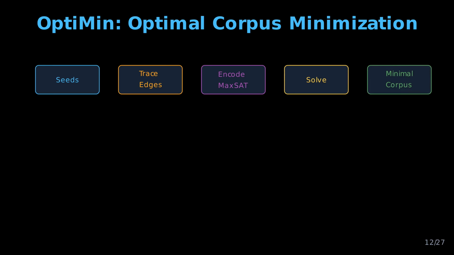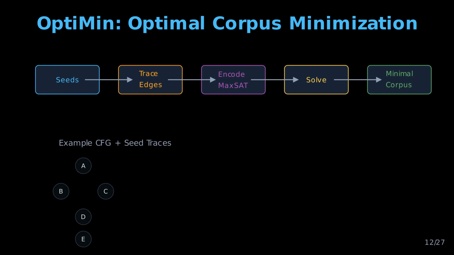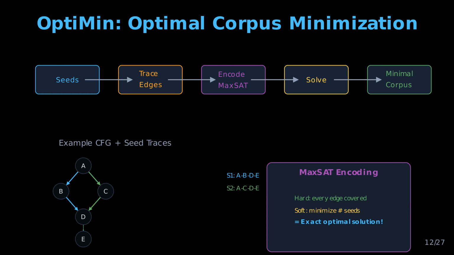This is where Optimin comes in. The key insight of Optimin is that even though the minimum set cover problem is NP-complete in general, for the specific case of corpus minimization, exact solutions are actually computable in a reasonable amount of time. Optimin encodes the minimization problem as a maximum satisfiability problem, MaxSAT. Here's how it works. For each edge in the program, you create a hard constraint saying at least one of the seeds covering this edge must be included. These hard constraints must all be satisfied. We can't lose any coverage.